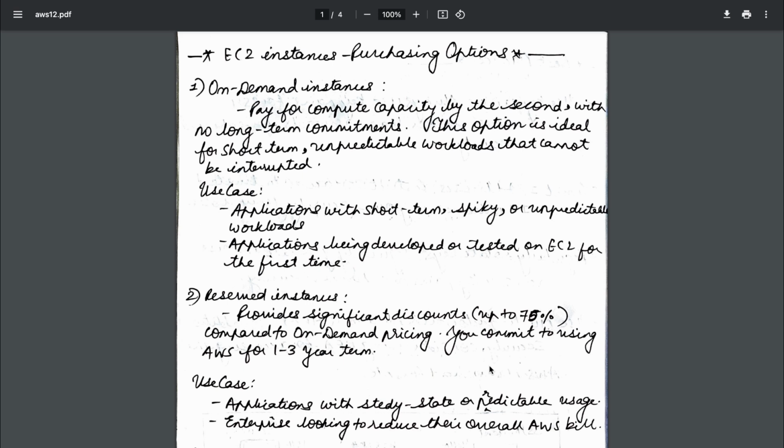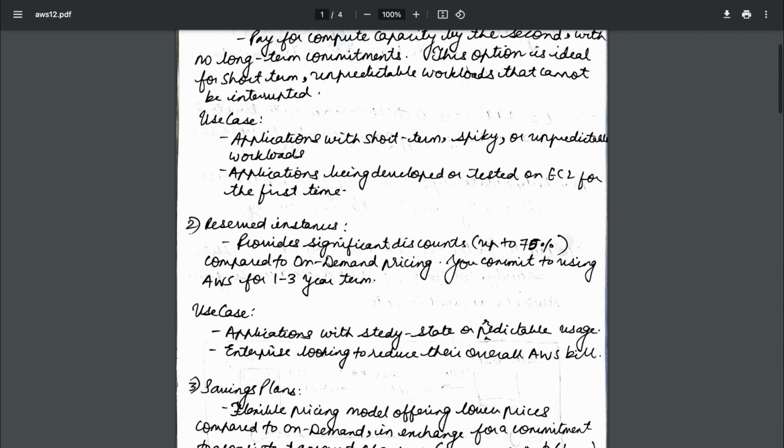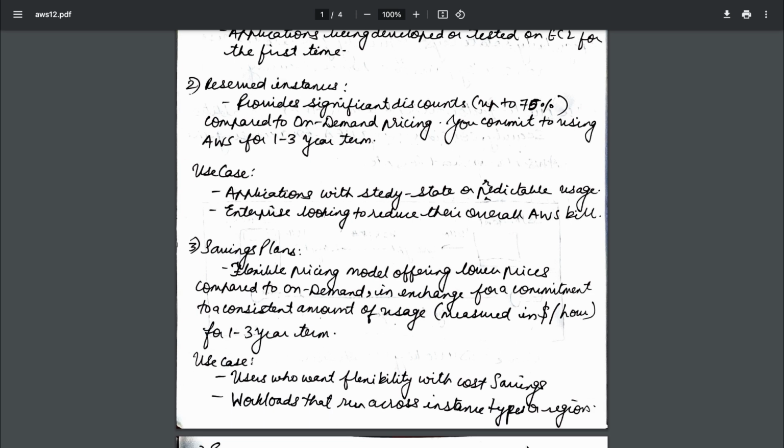So now let us look into the definition. You pay for the compute capacity by the second with no long-term commitment. This option is ideal for the people who are looking for short-term testing and those who are not aware of the workload that they are actually working on, right? So it is being used by development or testing environments on EC2 for the very first time. All right, let's move into reserved instances.